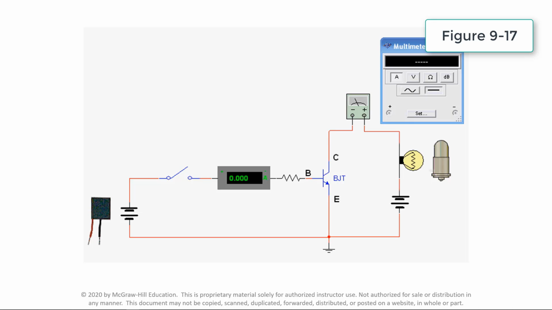The amount of base current determines the amount of collector current. With no base current, that is, no light shining on the photovoltaic sensor, switch open in this simulation, there is no collector current, normally off.